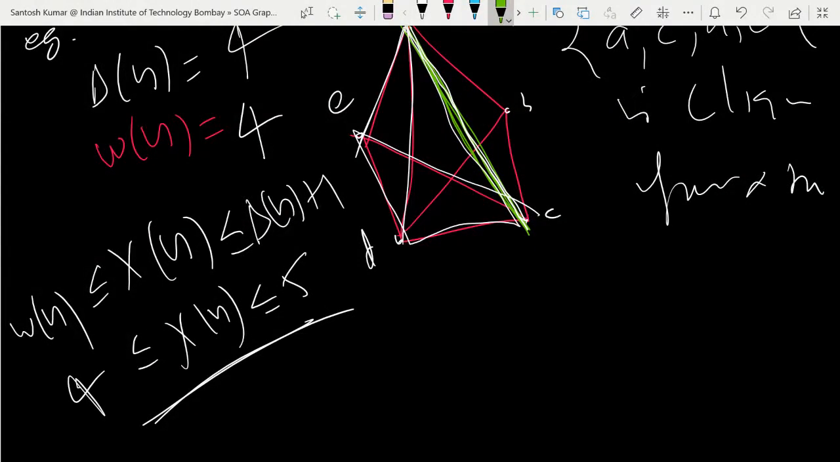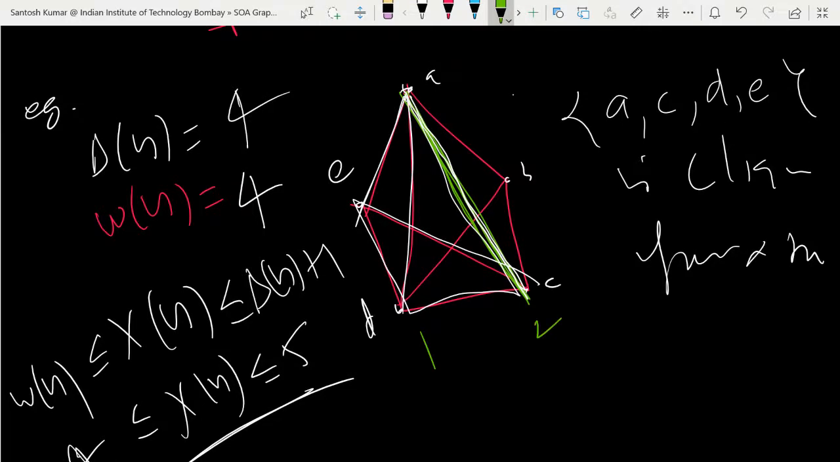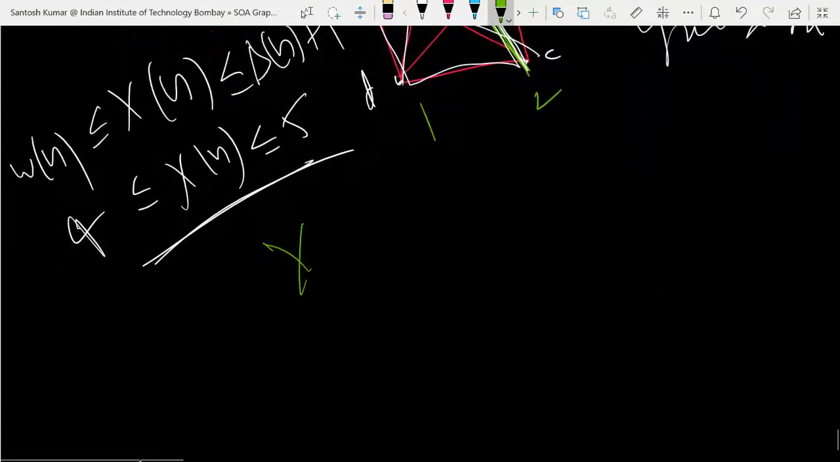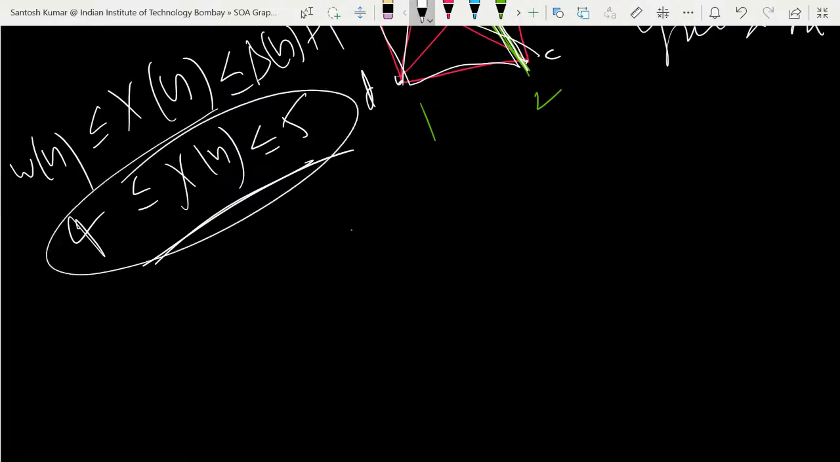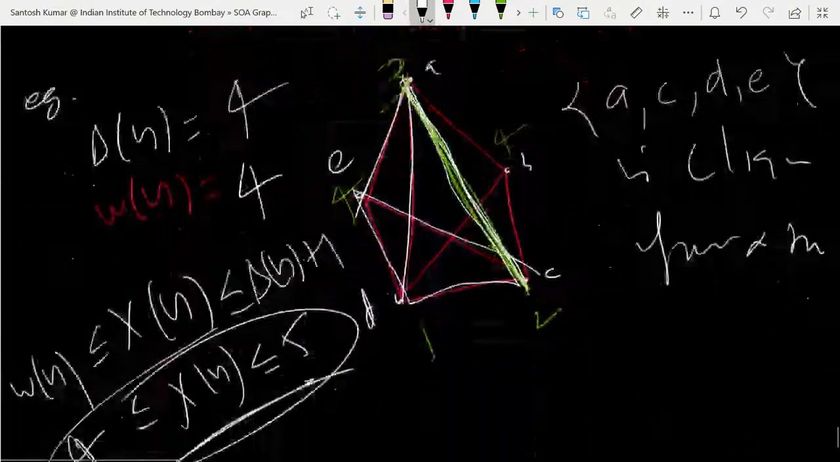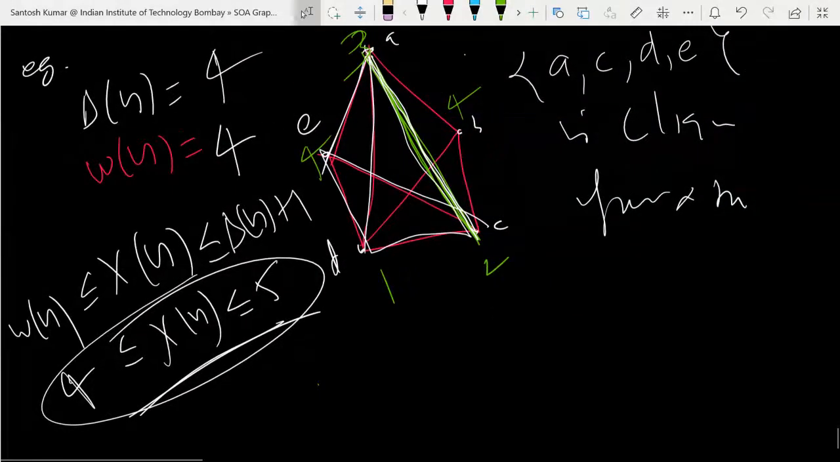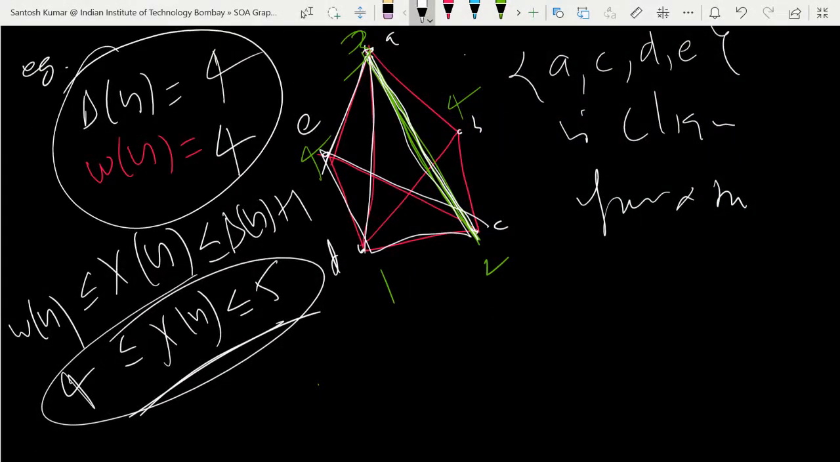Since it has K4, you simply have to take 1, 2, 3, 4 colors, and then here you can take one color like 4. So just using this result, upper bound and lower bound, you can estimate the range. Or suppose the graph is not given, just these two things are given to you, and they ask you the range, then you can simply decide.